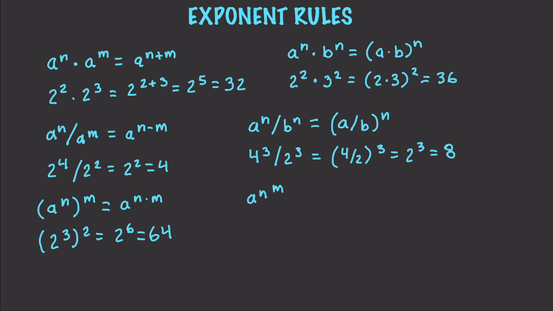This is going to end up being equal to a, and then you're going to have whatever n to the m is. So let's say we have 2 to the 3rd, and then this is squared. This is going to end up being 2 to the 3 squared, which is 3 times 3, which makes this a 9, which is going to give a value of 512.